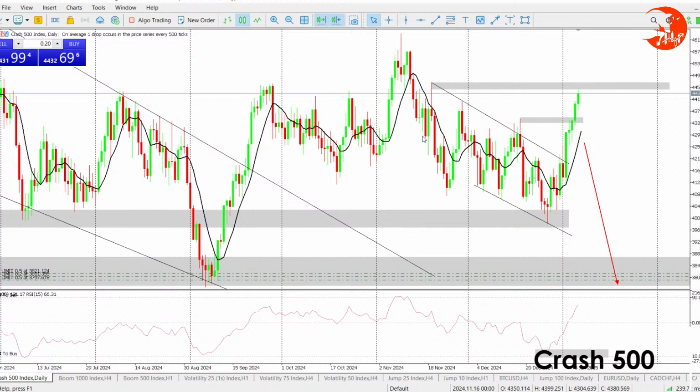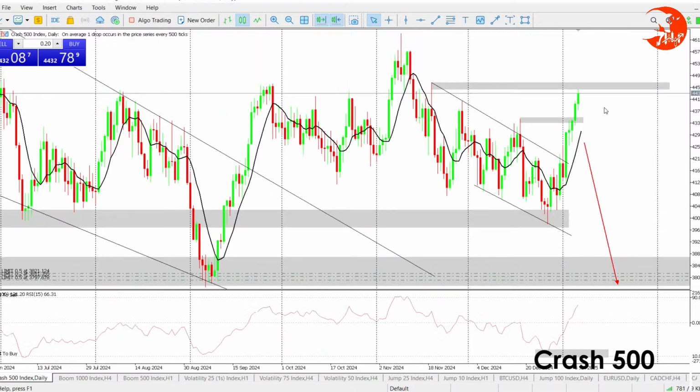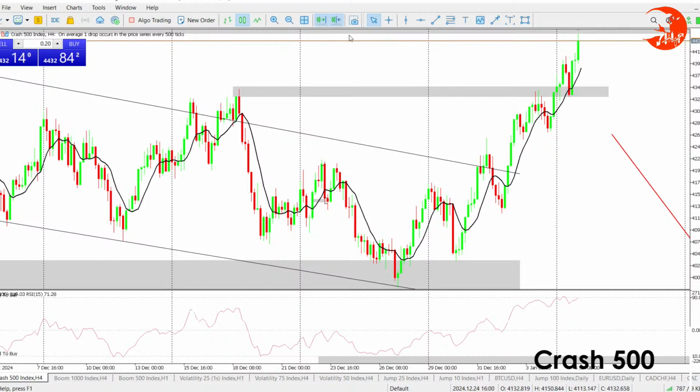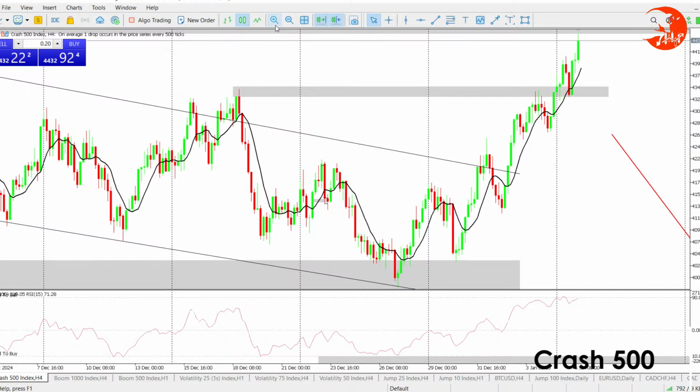According to daily, I'm supposed to be selling. On weekly, I've just touched the 90% on CCI, which is the overbought level. Once I see that on weekly and daily, I know that I've reached the resistance level right there. On H4, I can now try to look at what is happening on H4.